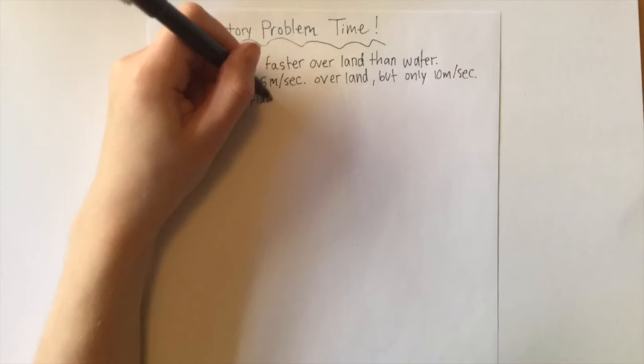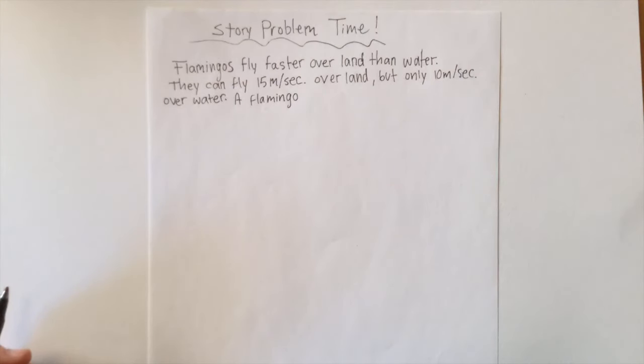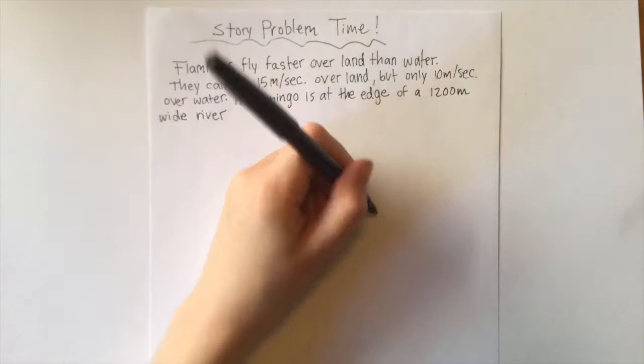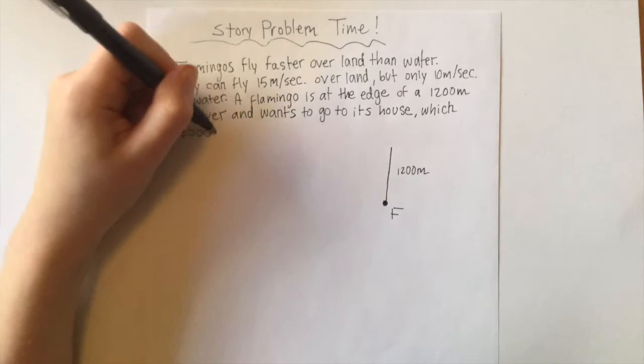Flamingos fly. Flamingos fly? Flamingos fly faster over land than water. They can fly 15 meters per second over land, but only 10 meters per second over water. A flamingo is at the edge of a 1,200 meter wide river and wants to go to its house, which is 2,000 meters away on the opposite side of the river.